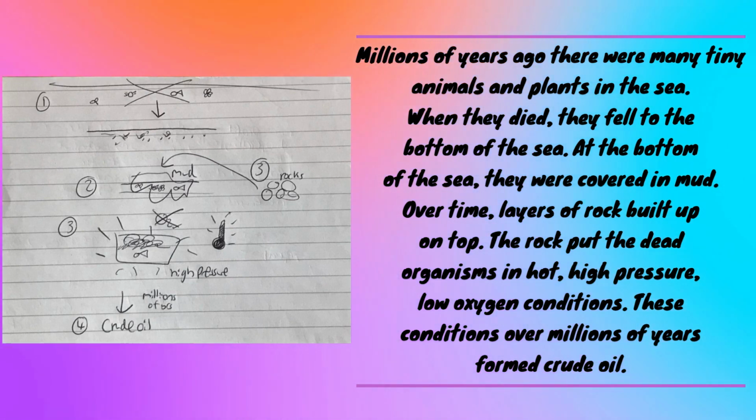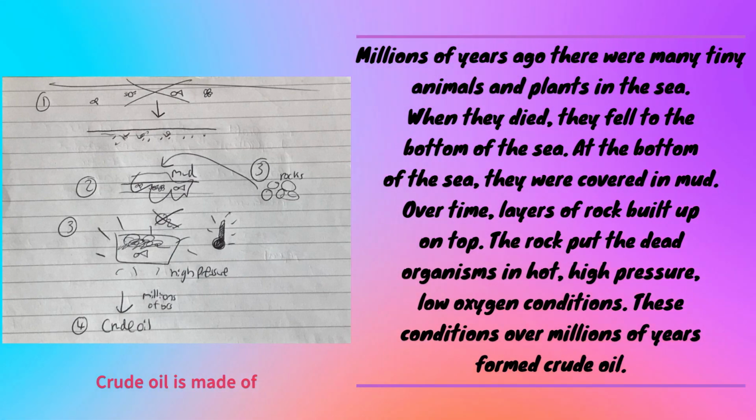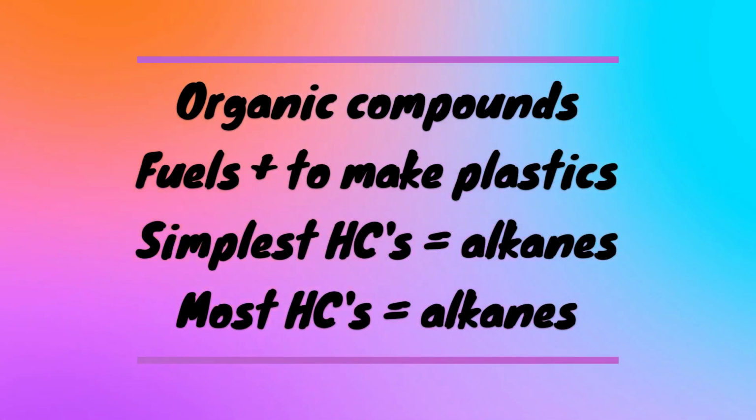So that's a little story that you need to learn for explanation questions, maybe 4 or 6 markers. And what this basically means is that we could call crude oil a type of ancient biomass. And we're now moving on to look at hydrocarbons. So again, hydrocarbons are compounds that contain hydrogen and carbon atoms only. We call them organic compounds, and they are mainly used as fuels and to make plastics.